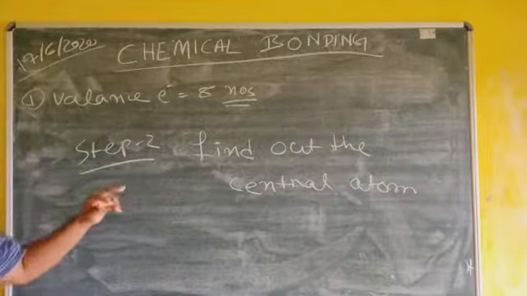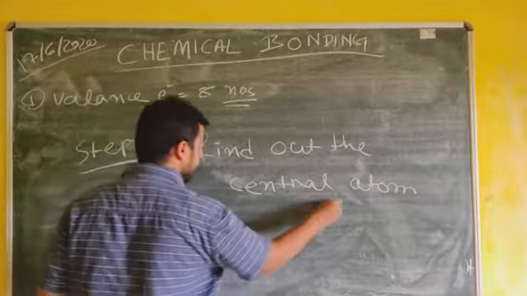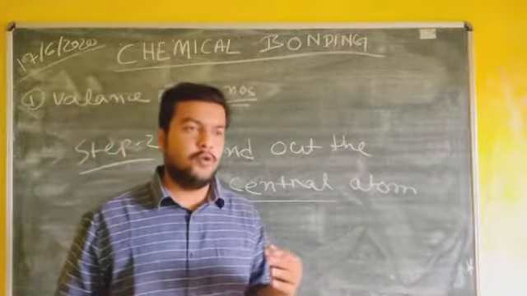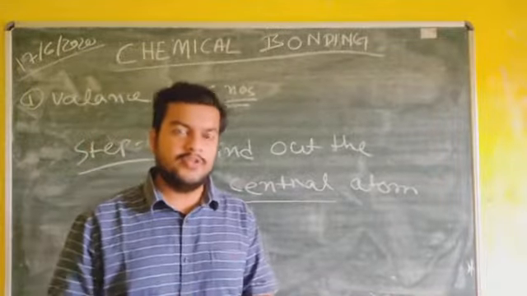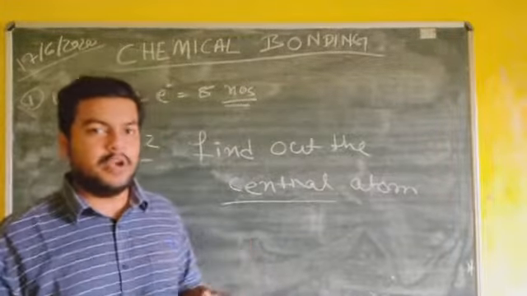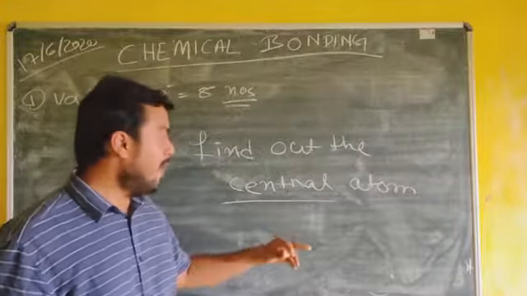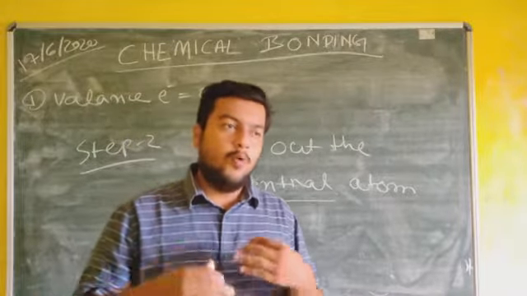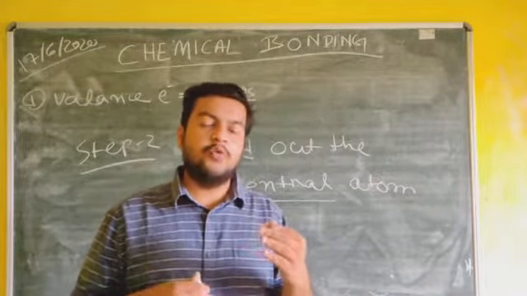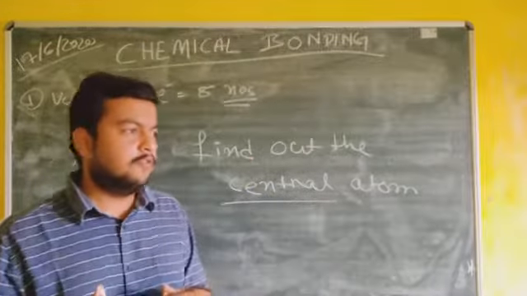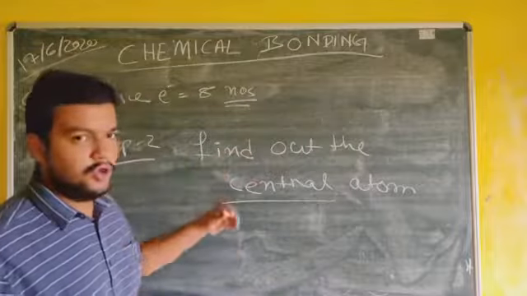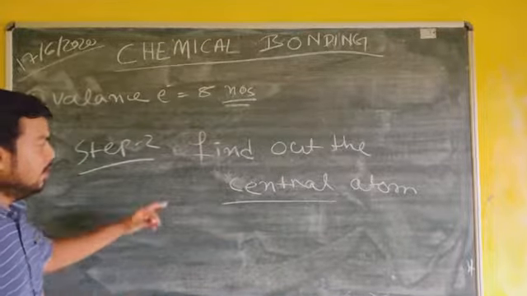So we have to find out the central atom. What do you mean by central atom? It means the atom that is going to be written in the center of the structure. So this is the most important atom. By identifying the central atom, we are actually moving towards the first step to write the structure of molecules in a Lewis representation.